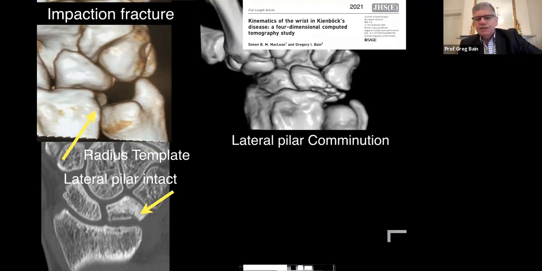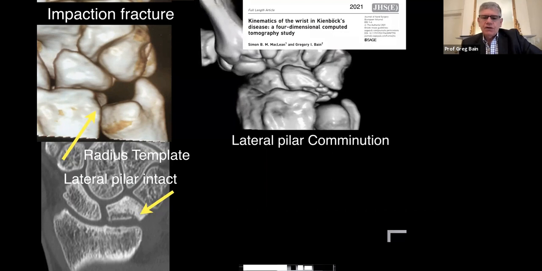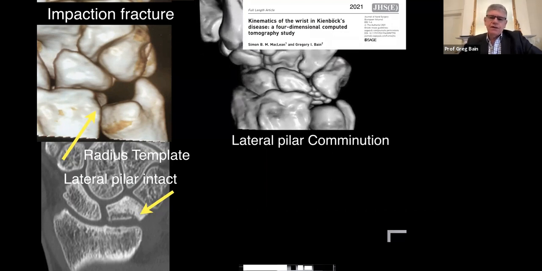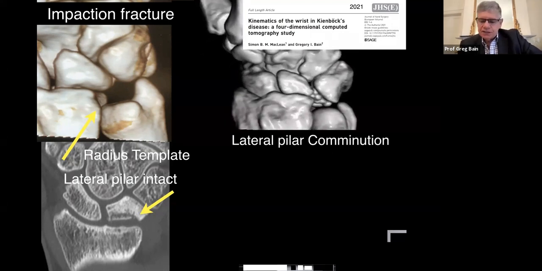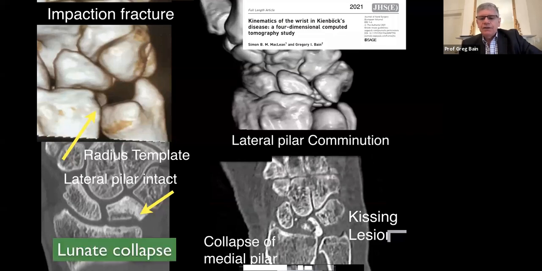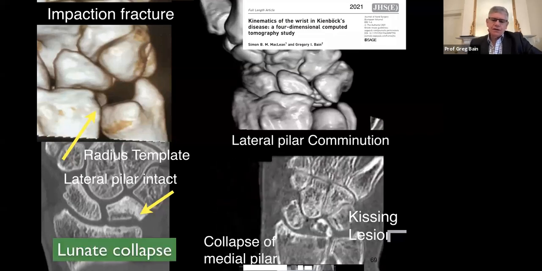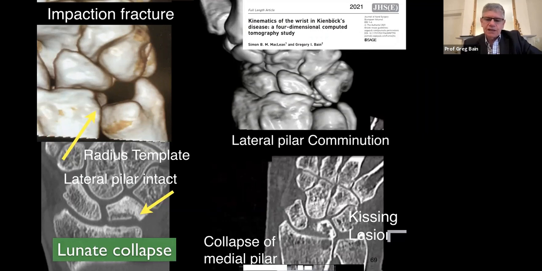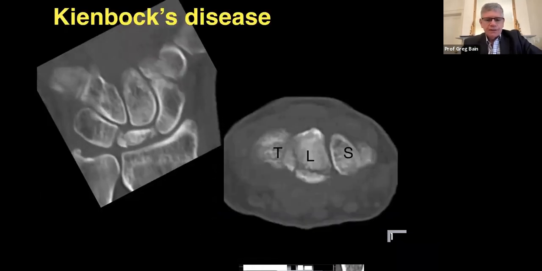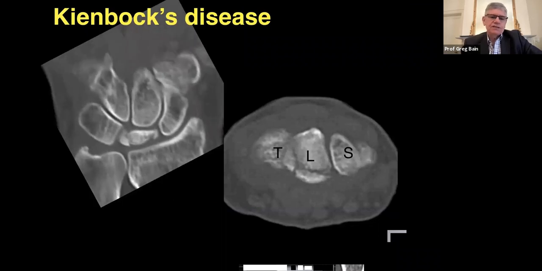But we can see in this example, we've got this comminution of this pillar on the ulnar side, and this is going to lead to some collapse of that pillar. And then finally, we can see that now the radial side column is collapsed. In fact, the ulnar column is pushing to the side, and we get this kissing lesion in this area. So the way that these columns of the lunate collapse will be important, and some of the work that we're looking at currently.